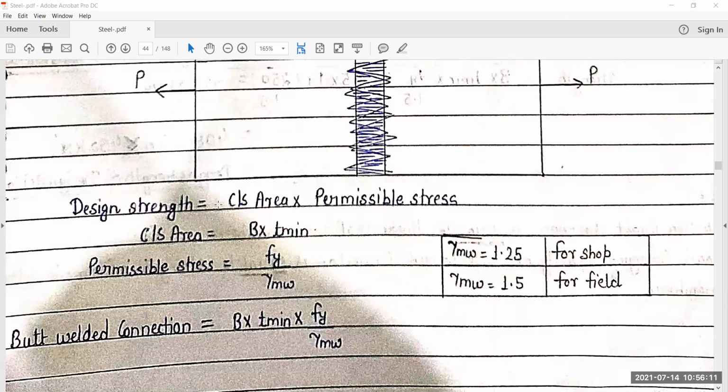Design strength, cross section area into permissible stress, area being T times permissible stress of gamma mw. Okay. The weld connection between 50 into Fy over gamma mw. Then you solve the question. You take the value gamma mw equal to 1.25 for shop and gamma mw 1.5 for field. Okay. This is the design strength corresponding to the permissible stress.